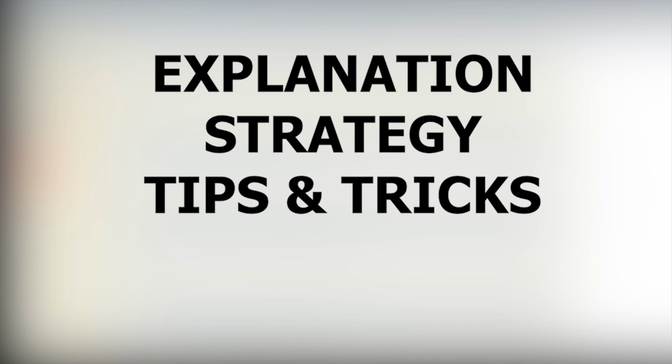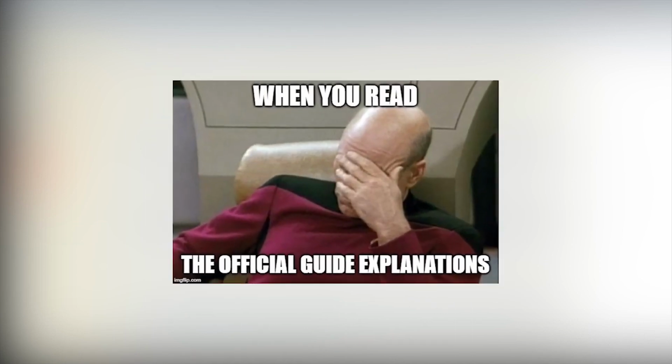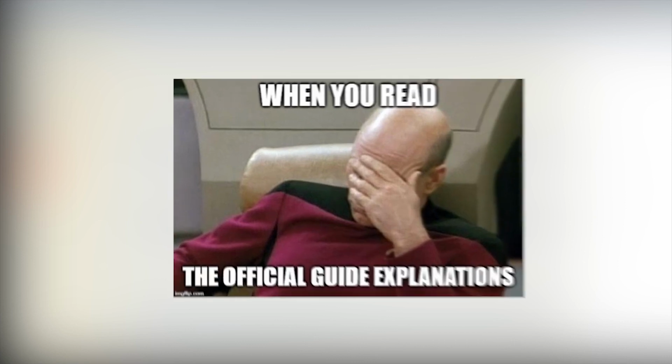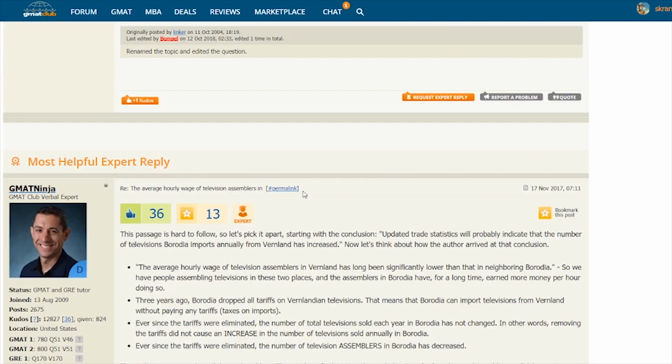All of that is essential if you want to get a good score on the GMAT. And all of that cannot be found in the official guides because, let's be honest, official guide explanations are quite crappy. Now, usually the best expert reply is marked with this yellow heading that says the best expert reply.